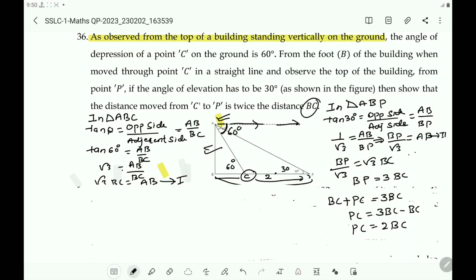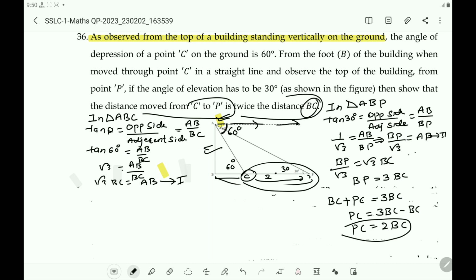So you got that CP is twice of BC, or PC is twice of BC. Here the distance moved from C to P is twice the distance BC. So you got the same relation, PC is equal to 2BC.